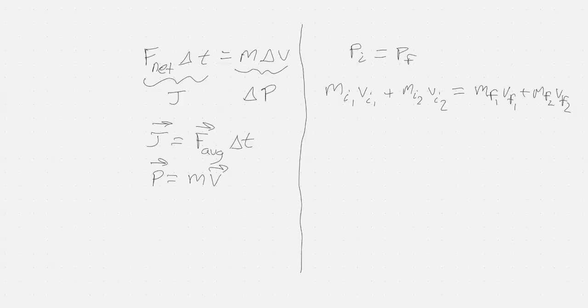So since the impulses are equal and opposite, if I was to get the total change in momentum of the system, it would always have to be zero because the two will just cancel with each other. And that's how we get to this conservation of momentum.